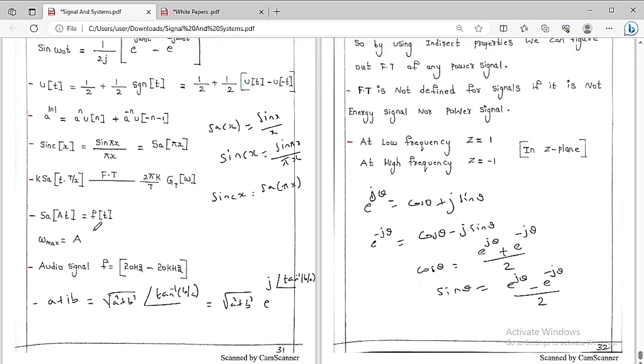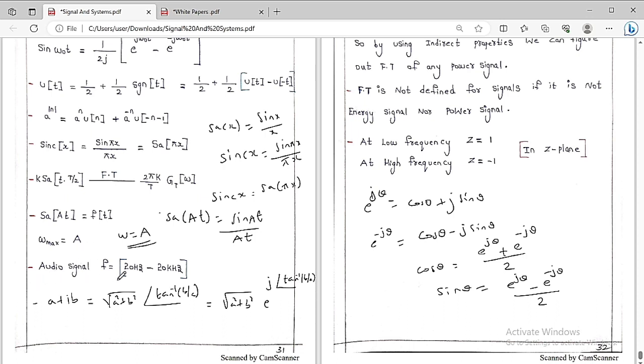Now the next point that we are going to discuss is this: suppose f of t is equal to Sa of at, then what is the maximum frequency present in this signal? It is equal to a. Because what is Sa of x? Sin x by x. So Sa of at is nothing but sin of at by at. In the basic formula sin omega t, omega is equal to a here. So the maximum frequency present in the signal is equal to a.